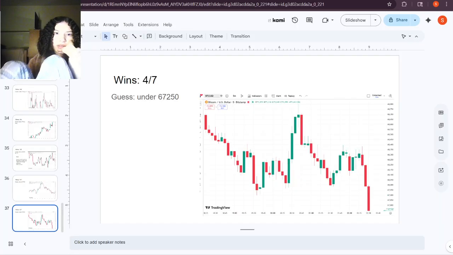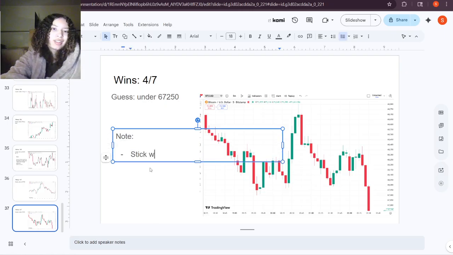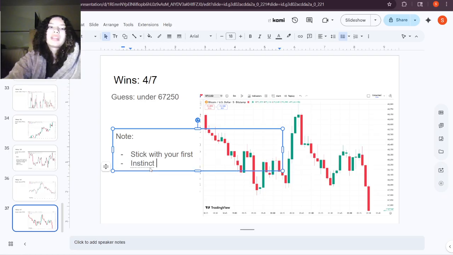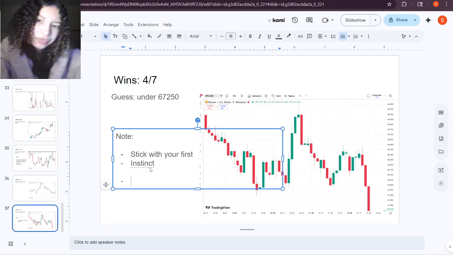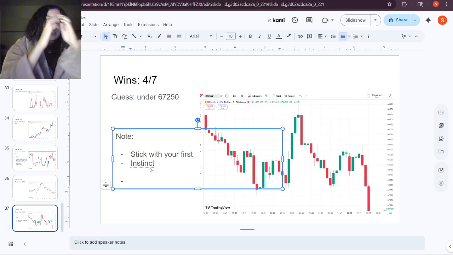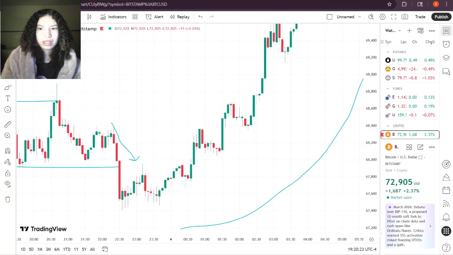We are under 750. So I'm going to make a note because I had switched. Note: stick with your first instinct, because that is something I struggled with that is making me lose. My first instinct was correct. I thought it was going to dip below 750, which it ended up doing.